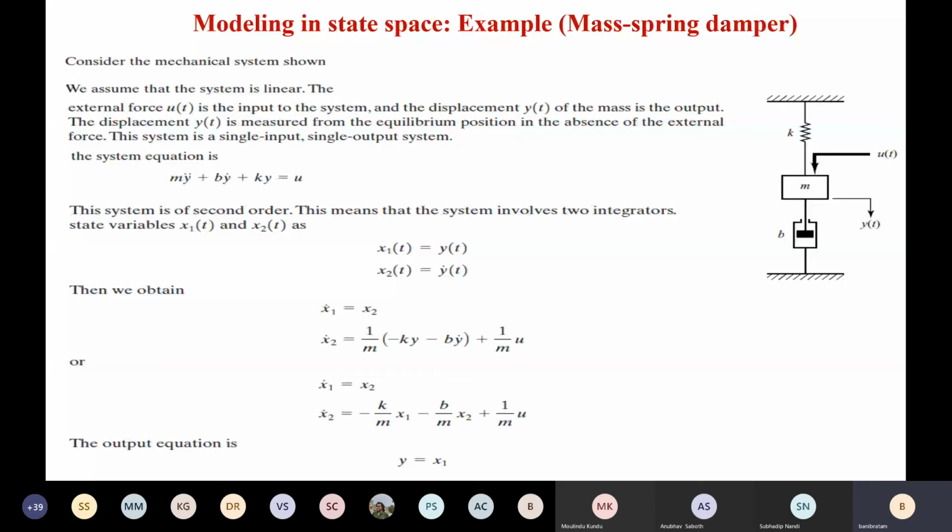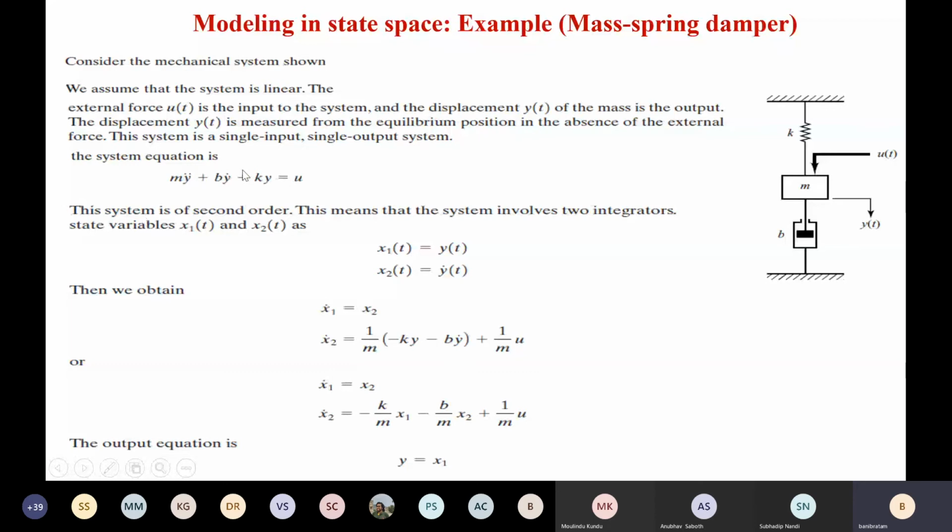In the mass spring damper system, which we have already discussed earlier, what is the order of the system? Second order, right? So a second order differential equation, where if I consider u as my input and y as my output, it looks like this: m y double dot plus b y dot plus k y equals u. That is the equation we have already discussed earlier.